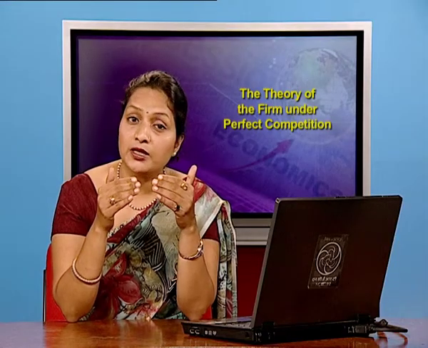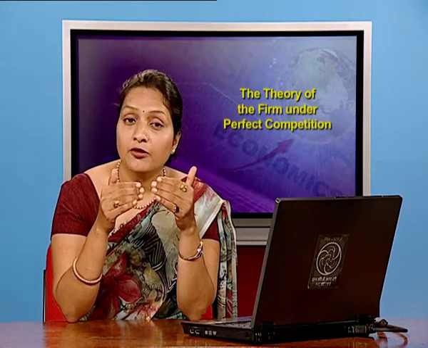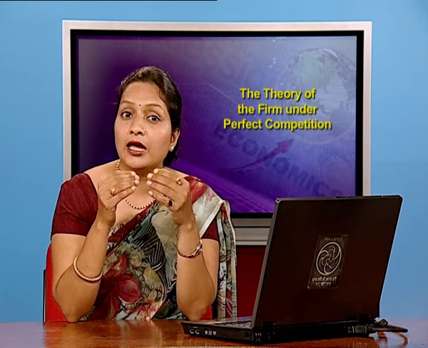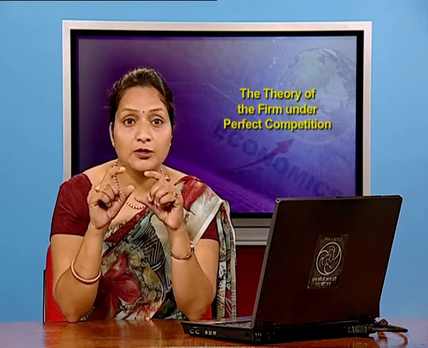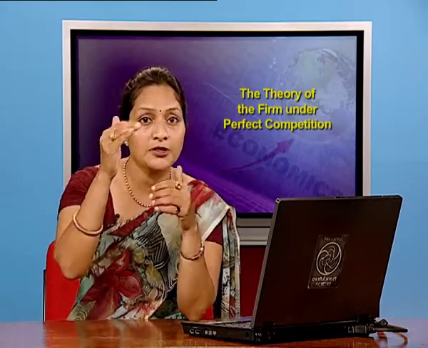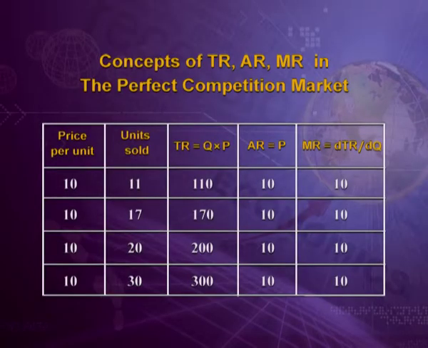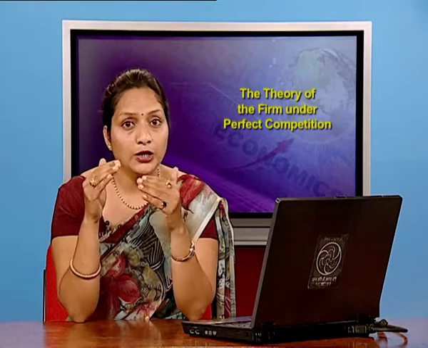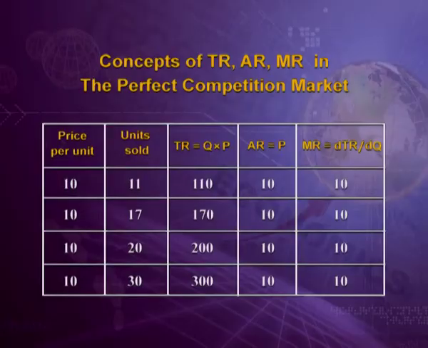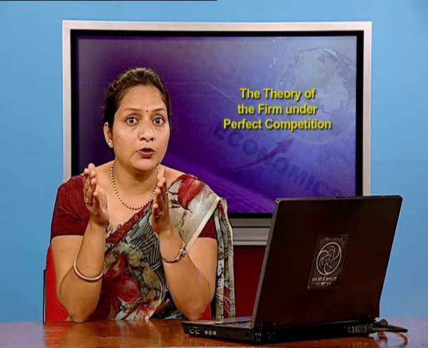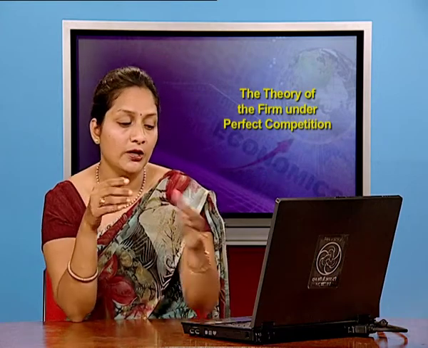Price per unit is the same. As the firm is a price taker, it cannot change the price. Suppose OP, or the market price, is rupees 10, which is constant at every unit. And units sold are 11, 17, 20 and 30. Now, you have to calculate total revenue, average revenue and marginal revenue.